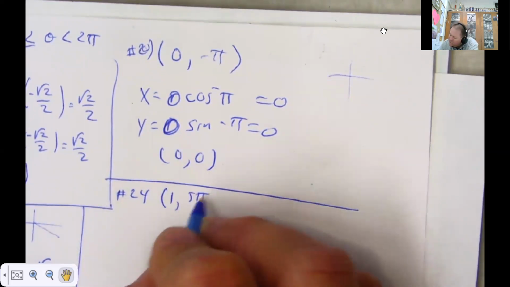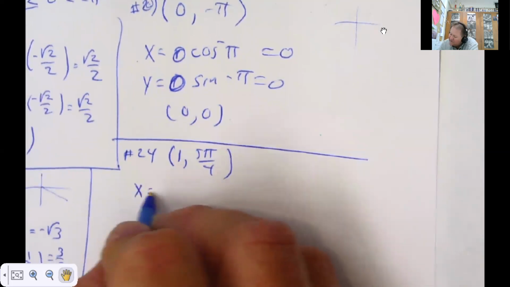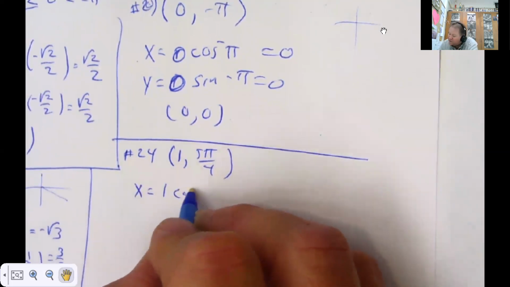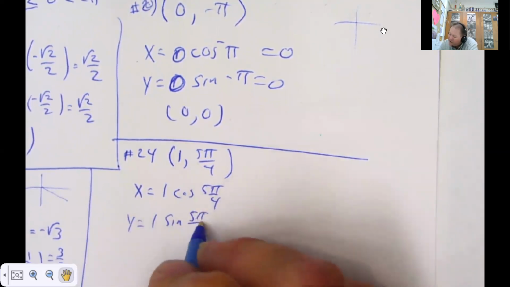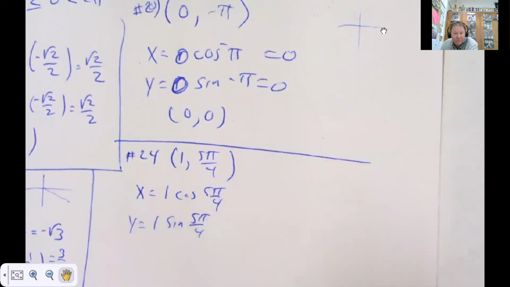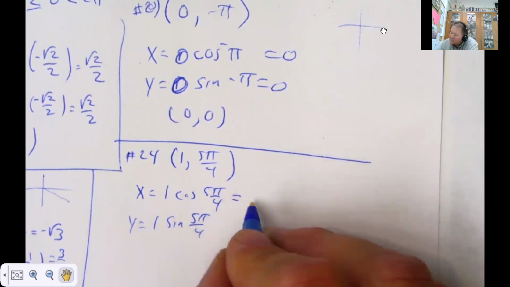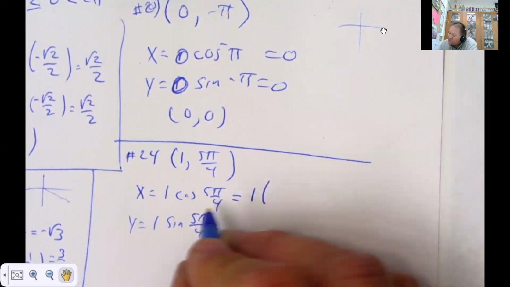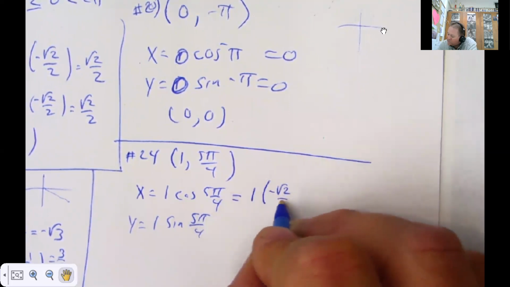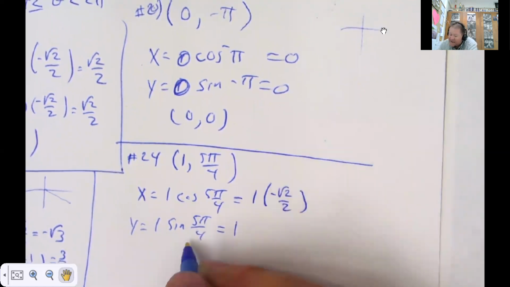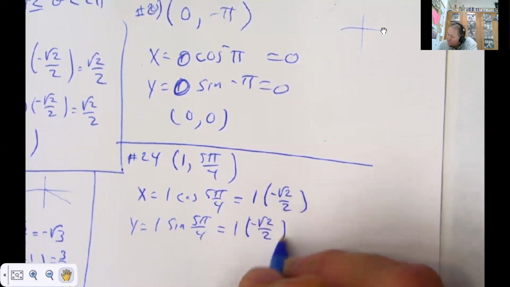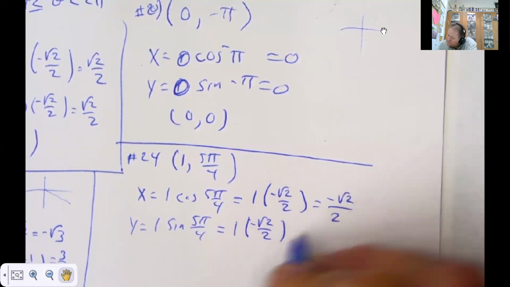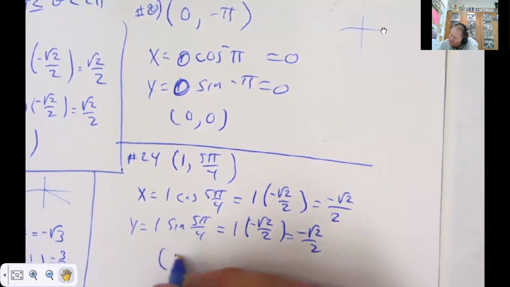Number 24 is 1 comma 5 pi over 4, and here we go. X is going to be equal to r cosine of theta, which is 1 cosine of 5 pi over 4, and y is going to be 1 times the sine of 5 pi over 4. That's a 45-degree reference angle in quadrant 3 of 225. That's going to be 1 times the cosine of 5 pi over 4, which is -√2 over 2. And it's going to be 1 times the sine of 5 pi over 4, which is also -√2 over 2.